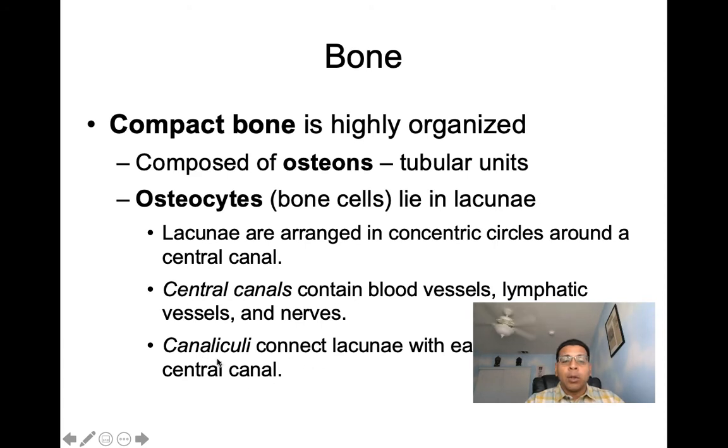So they're going to connect lacunae because the lacunae are going to contain these bone cells. And the canaliculi are going to allow them to get their nutrients. Because again, you can see they're connected to the central canal where all of the blood vessels are, and they're bringing all the nutrients in.